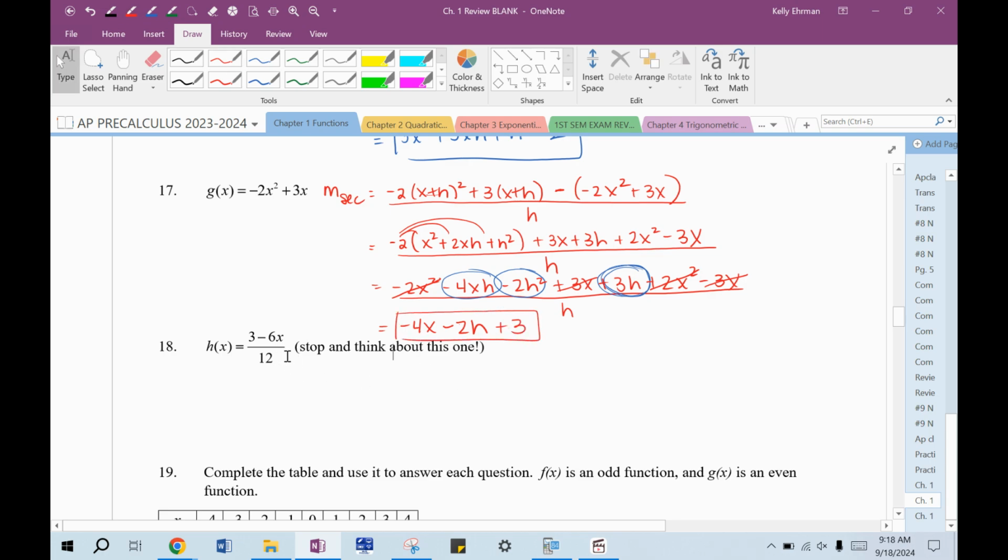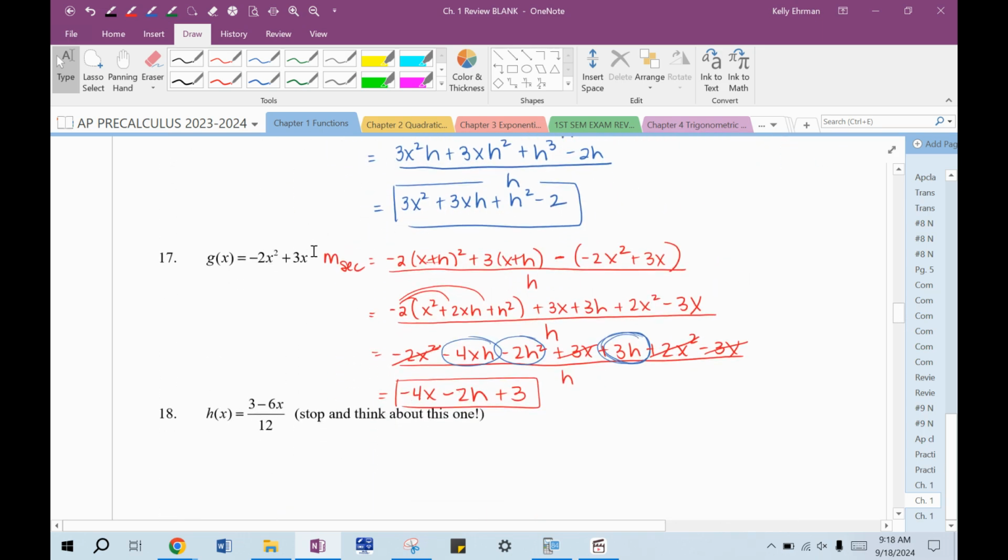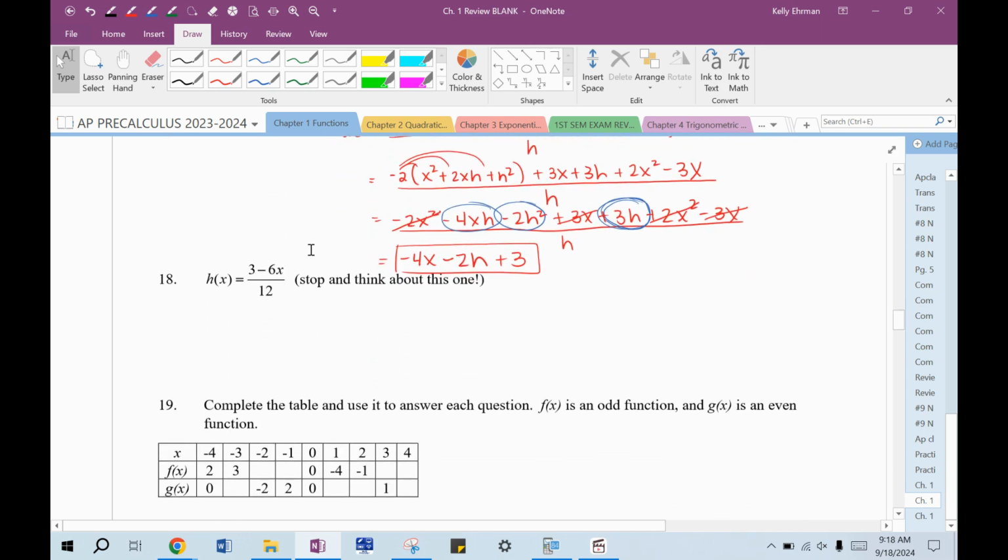Okay, now I have a hint here. Stop and think about this one. We had this in the review for the first quiz. We had this on the quiz. Here it is on this review. There's a good chance this might show up on our test again, right? So stop and think about this one. What kind of function is this? We had a cubic. We had a quadratic. What else do we typically do this with? Linear. All right, so divide each term by 12, just like you're allowed to divide each term by h.